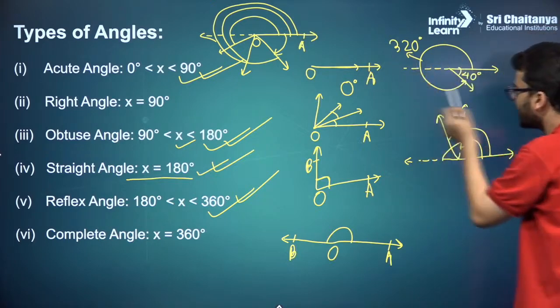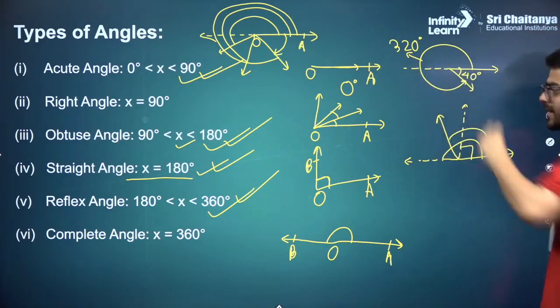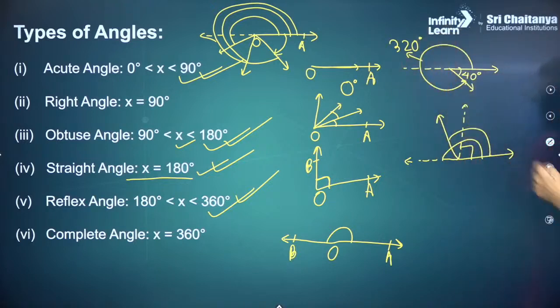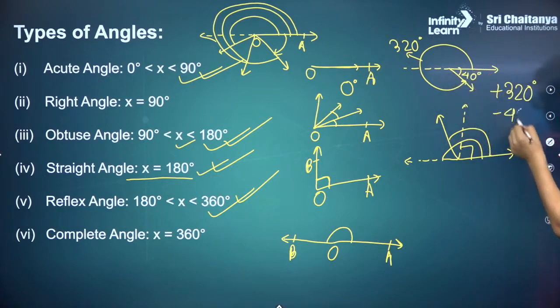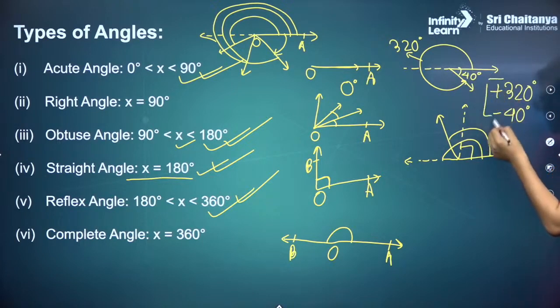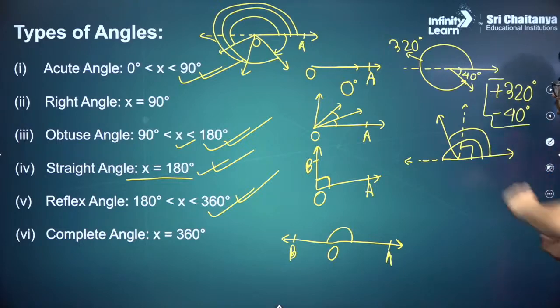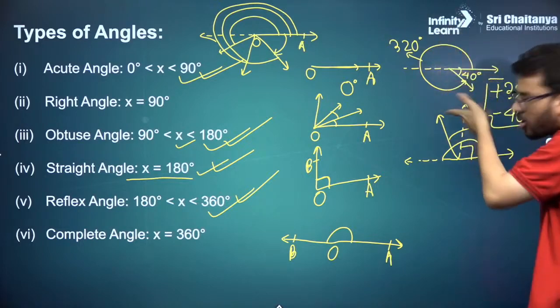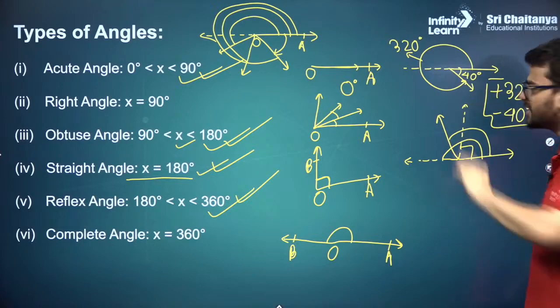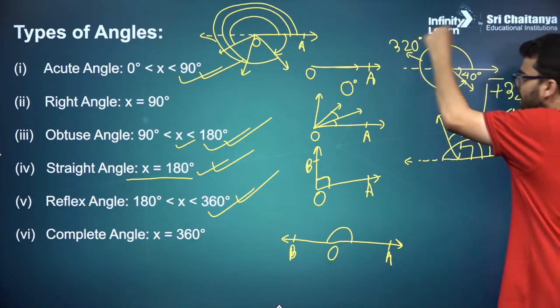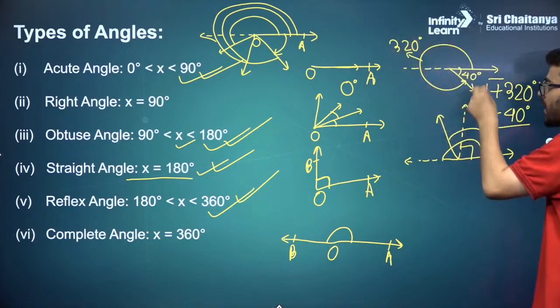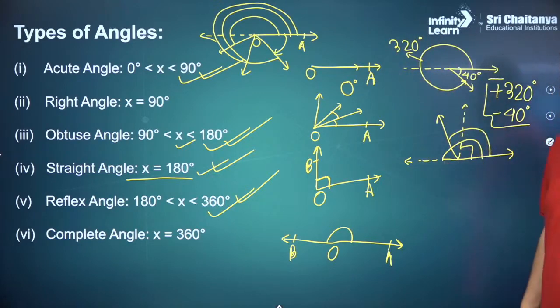So this angle, if you see in this direction, will be plus 320 degrees, right? But if you see with respect to this, it will be minus 40 degrees. Because when you talk about angles, you are talking with respect to the anti-clockwise direction. This is anti-clockwise. Clock works like this. That is just a convention. There is no logic for that.